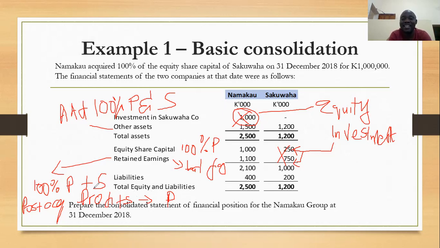But here, since it's 100% subsidiary or 100% acquisition, we'll assume that that balancing figure that you get is S's post-acquired profits, because there is no other shareholder who would claim the profits being made by Sakwaha other than Namakau, because Namakau bought 100% and has full control. Even if it was 51%, Namakau would still have full control of Sakwaha, but has full access to Sakwaha's post-acquired profits. So quickly add these two. Do your consolidation. Quickly. I'm giving you about 2 minutes.